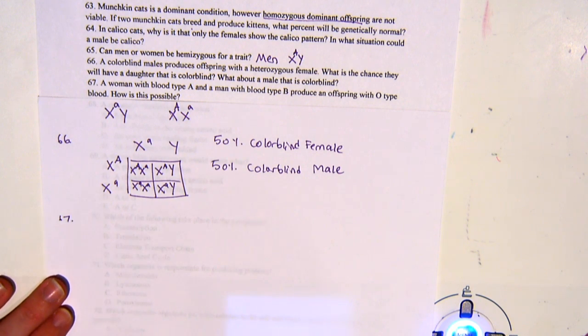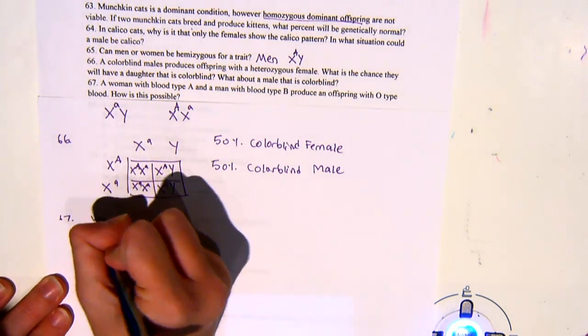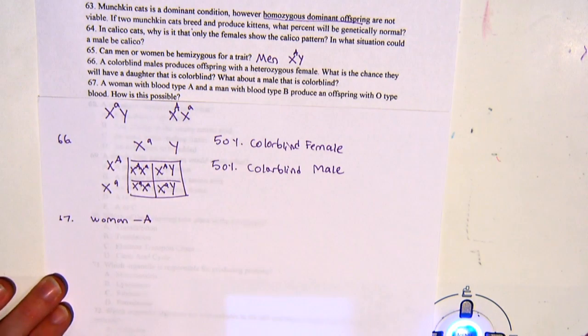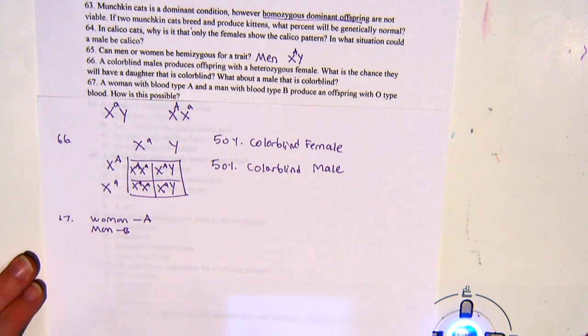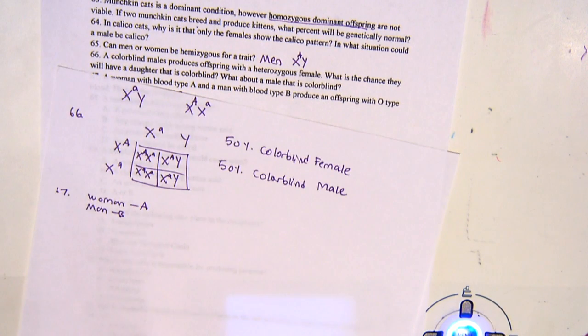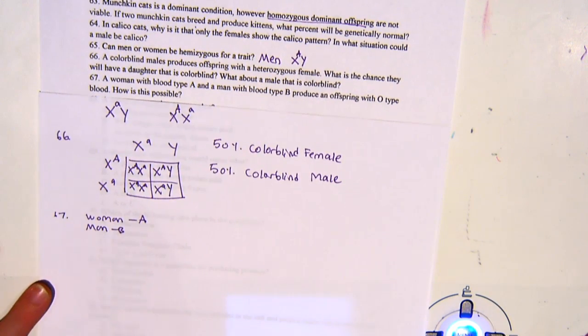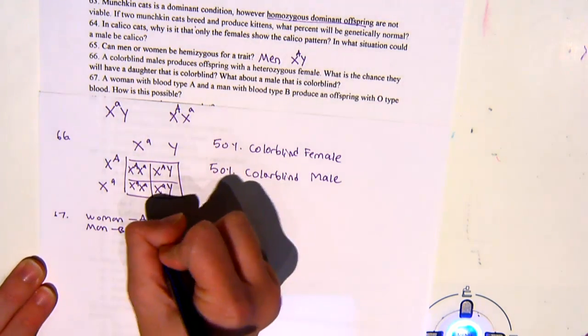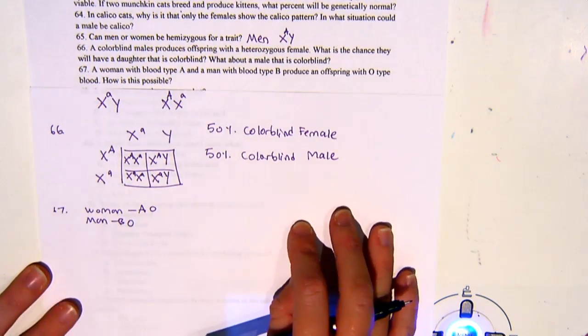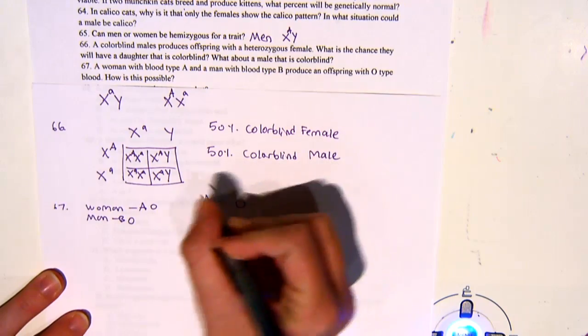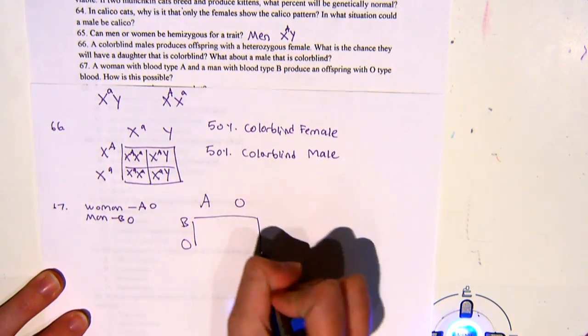Okay, 67. A woman has blood type A, and a man has blood type B. They produce an offspring with O type blood. How is this possible? The only way we'd be able to do that is if the woman was AO and the dad was BO. Because remember, when we're talking about blood type, A and B are co-dominant, so they're both dominant over O, which is recessive. So if we want to prove that this will make an O blood type offspring, we could do the Punnett square.